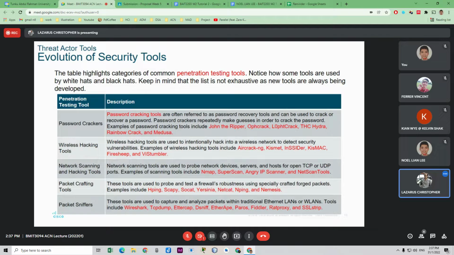Okay. And then there are Nmap, Superscan, Angry IP Scanner, NetScan tools. Some of these are basically networking tools for us to do troubleshooting, right? Because sometimes we want to find out why our network doesn't work, so we use these tools to find out. But hackers can also use these tools to find out what's working and what's not, in terms of security vulnerabilities.